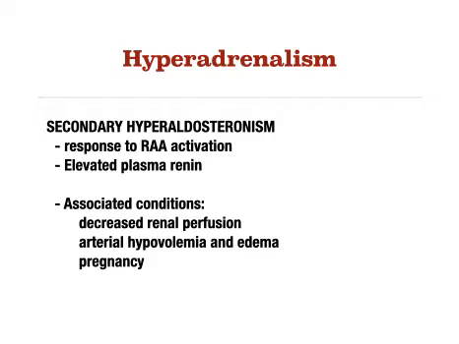Now, we also have secondary causes of hyperaldosteronism, such as decreased renal perfusion from, let's say, arteriolar nephrosclerosis or renal artery stenosis, or you have your hypovolemia and edema, for example, in patients with congestive heart failure, nephrotic syndrome or cirrhosis, and pregnancy. These are secondary causes of increased aldosterone level because of the activation of your RAA system. So here, your plasma renin is of course elevated. Your aldosterone is also elevated.